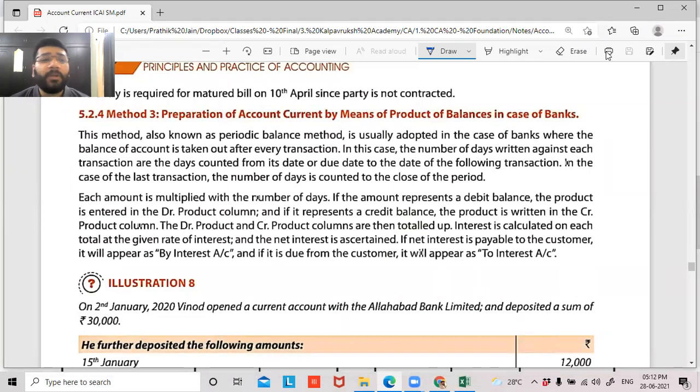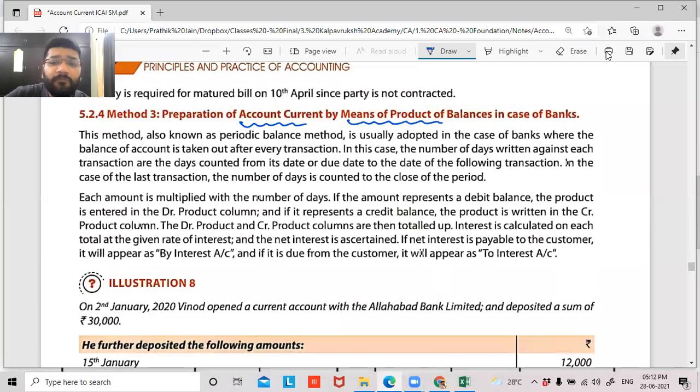So guys, we're doing this chapter called account current, and we've completed the concept with regard to reading interest in the previous class. So guys, today we're heading towards the final concept of this chapter, which is preparation of account current by means of product of balance method in case of banks.